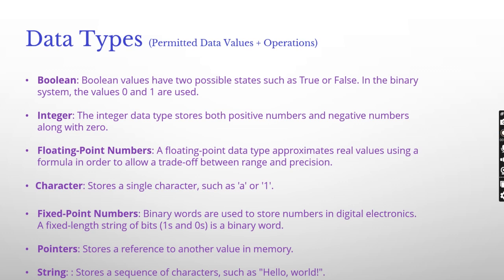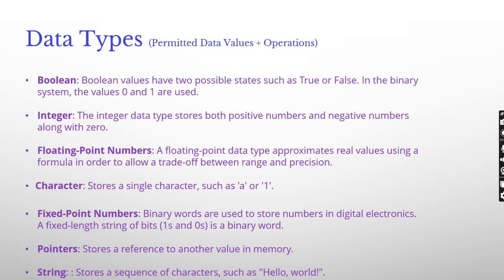Integer. The integer data type stores both positive numbers and negative numbers along with 0. Floating point numbers. So floating data type approximates real values using the formula in order to allow the trade-off between range and precision. Then character stores a single character such as a or 1.